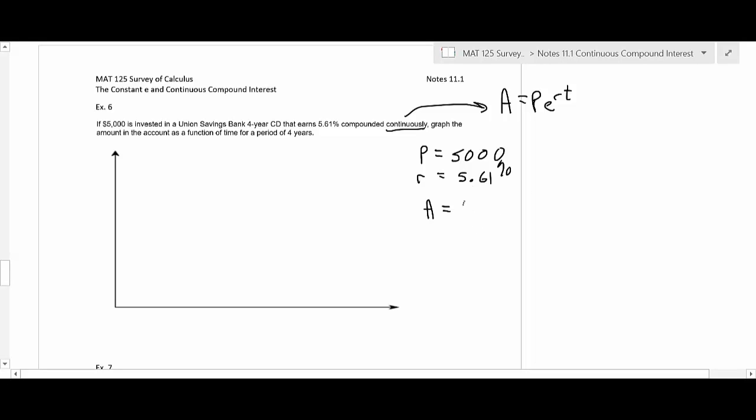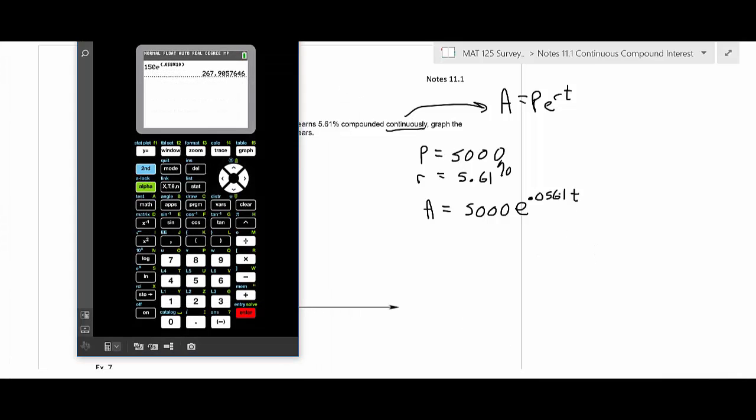So what we're going to do is we're going to put in the 5,000 in for your principal. Then we have E, and then change that decimal to 0.0561. Then you're going to put a T like that, okay? I think I got an extra T in there. So it's 0.0561. And then T. Now you're going to have to put an X in your calculator like that. So we're actually going to graph this. So I'll go ahead and show you what you want to do, and then do this with me.